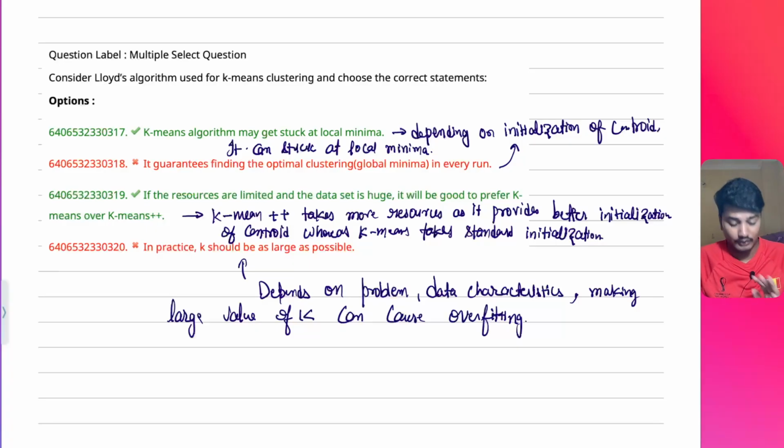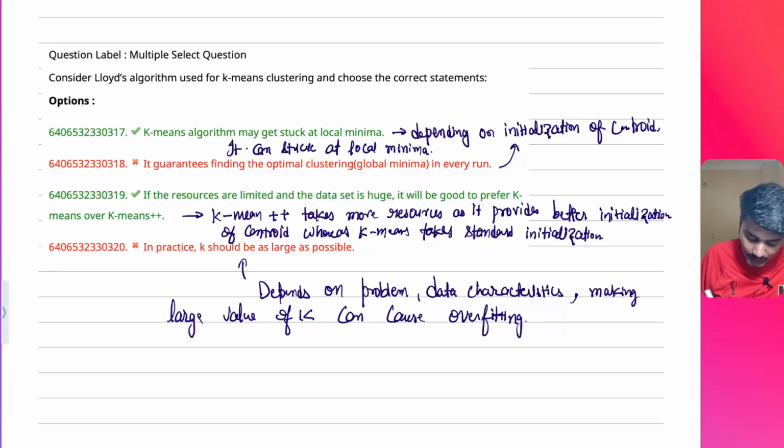It does not go to global minima in every run. Next: if the resources are limited and the data set is huge, it is good to prefer k-means over k-means plus plus. K-means plus plus solves our initialization problem. It provides a better initialization, and for that it needs more resources. Computationally, it takes more resources than the k-means algorithm. That's why this statement is correct.